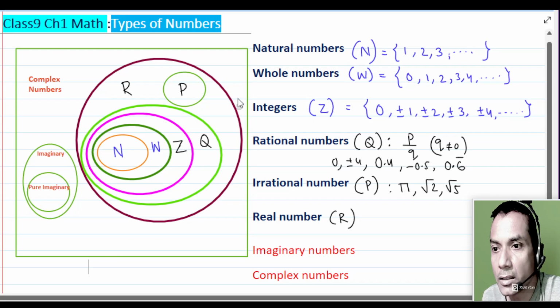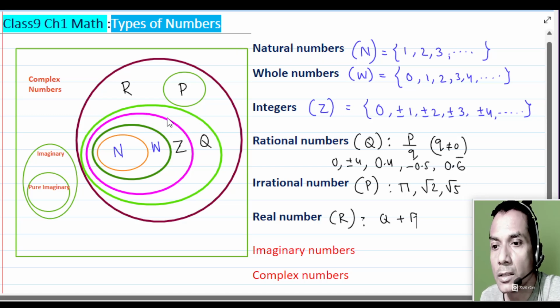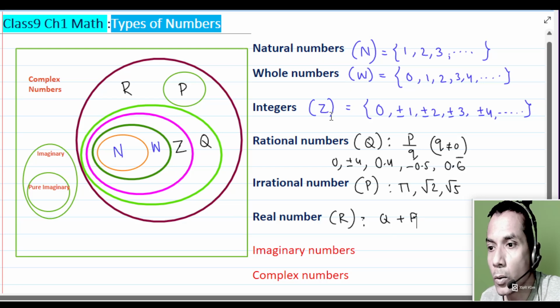This outside black circle, inside this black circle, whatever numbers or types of numbers are there, they include the real numbers. So real numbers are the sum of all rational numbers and irrational numbers. Whatever numbers we have learned from the beginning till now are called real numbers. It means natural numbers, whole numbers, integers, rational numbers, irrational numbers, these are all real numbers.